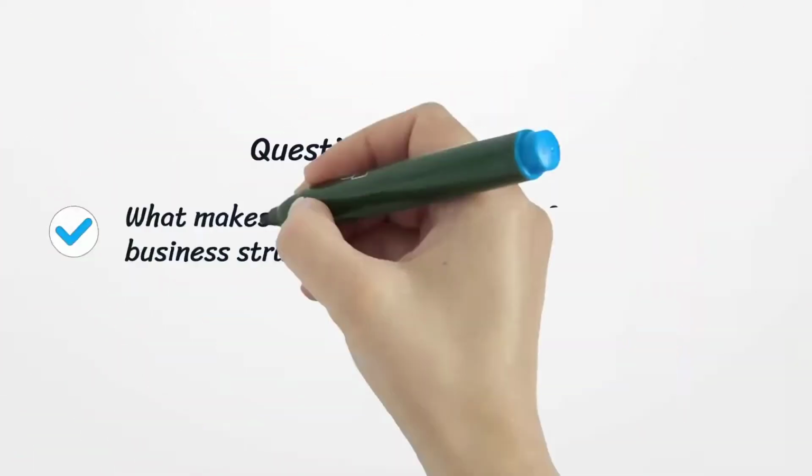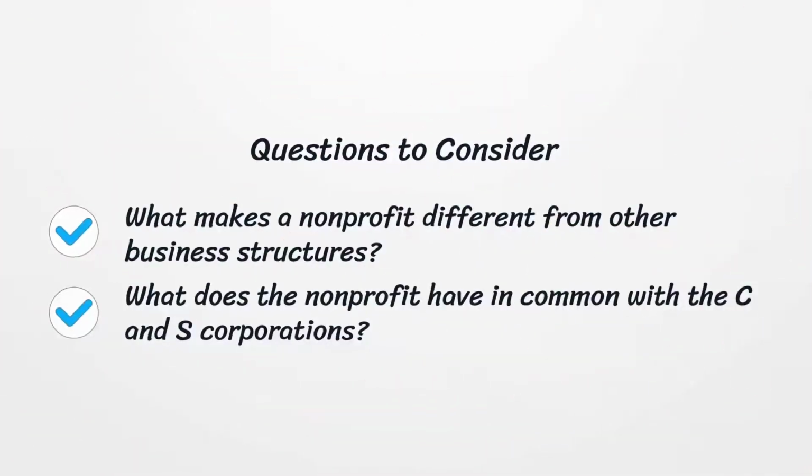As we wrap up this lesson, consider the following questions. What makes a nonprofit organization different from the other business structures? What does the nonprofit have in common with C and S corporations?